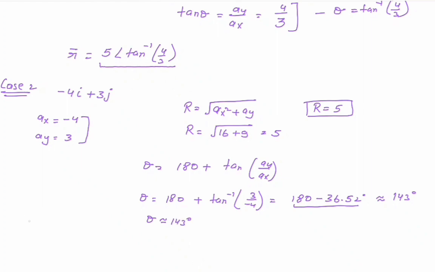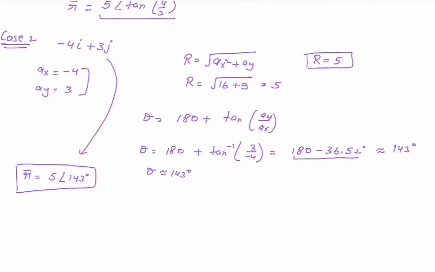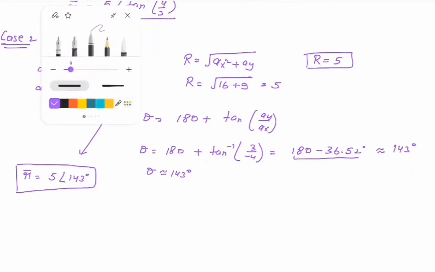Then how to write in a polar form? What is the magnitude? 5, angle of 143 degree. This is a polar representation of the given vector. Now we will see the third possible case.